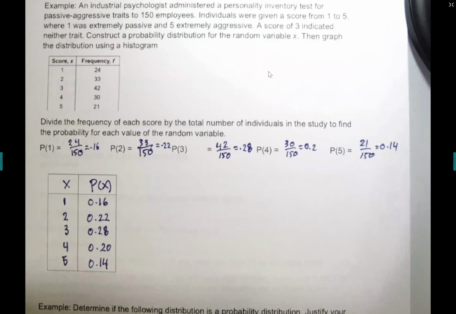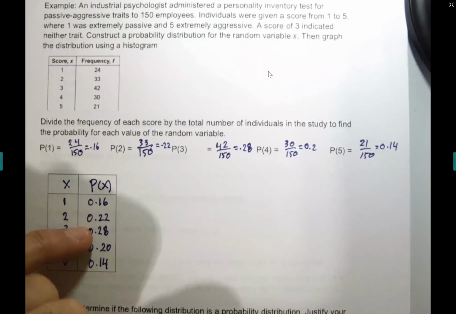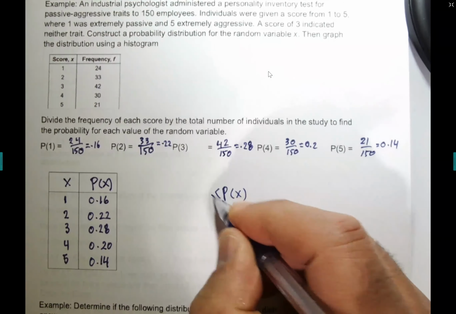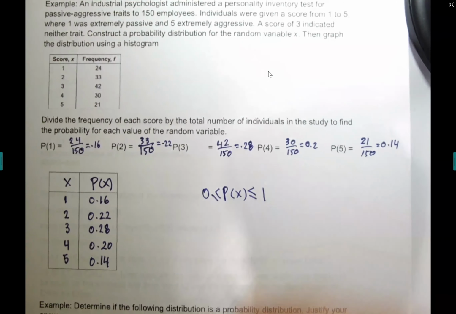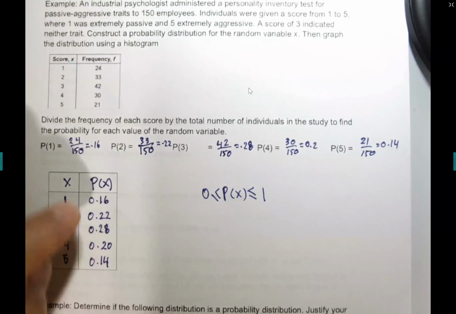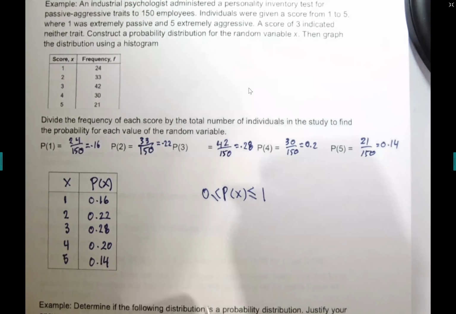Do you guys agree with me that each probability is between 0 and 1, as you notice? They must all be between 0 and 1. That's condition number 1. But what do you think if I add them, guys? What should I get here?